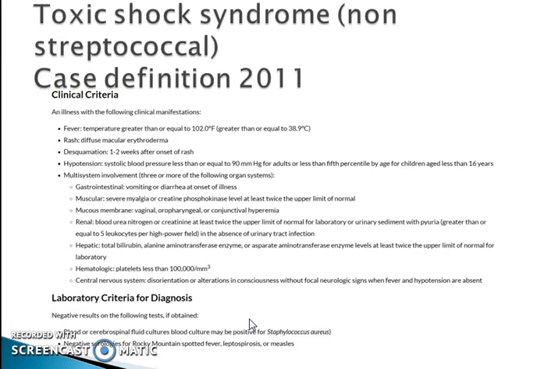For non-streptococcal toxic shock syndrome, the 2011 case definition includes clinical criteria such as fever, rash, desquamation, hypotension, and multi-system involvement of three or more organ systems, and includes laboratory criteria for diagnosis, which is blood or CSF culture positive for Staphylococcus aureus with negative serology for Rocky Mountain spotted fever, leptospirosis, or measles.